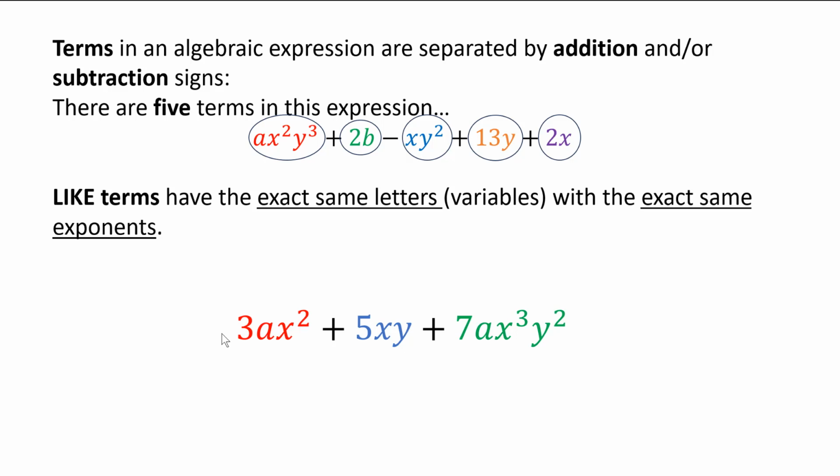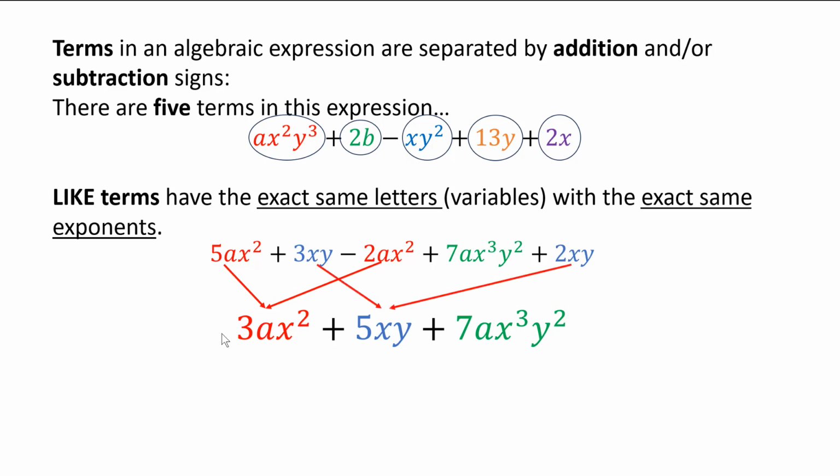Well, let's look at another one. We have this that has 5 terms, and let's look at which terms are like terms. Like terms are going to have the exact same letters with the exact same exponents. So in this particular one, we've got 2 terms that have just ax squared. So they're like terms. 5ax squared minus 2ax squared is 3ax squared.